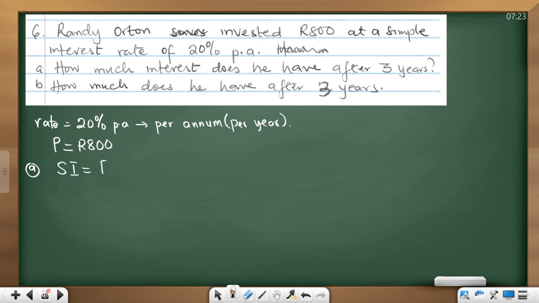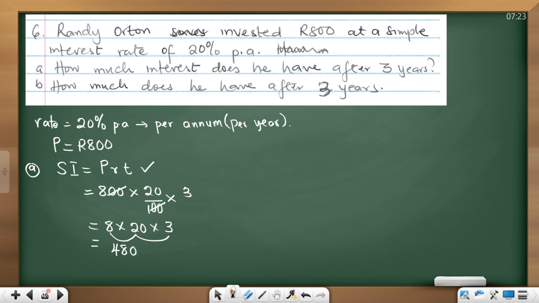Simple interest equals PRT. Please, there's a mark we're giving you for that. Principal 800. What is the rate? 20 over 100. And what is the time? The time is in years, so we're good here. Now these two zeros can actually take out those two. So what do we have left? 8 times 20 and times 3. Find a way of making it work for you. 8 times 2, 16. 16 times 3, 48. But I left out a 0, so I'm going to put my 0 there. 480.